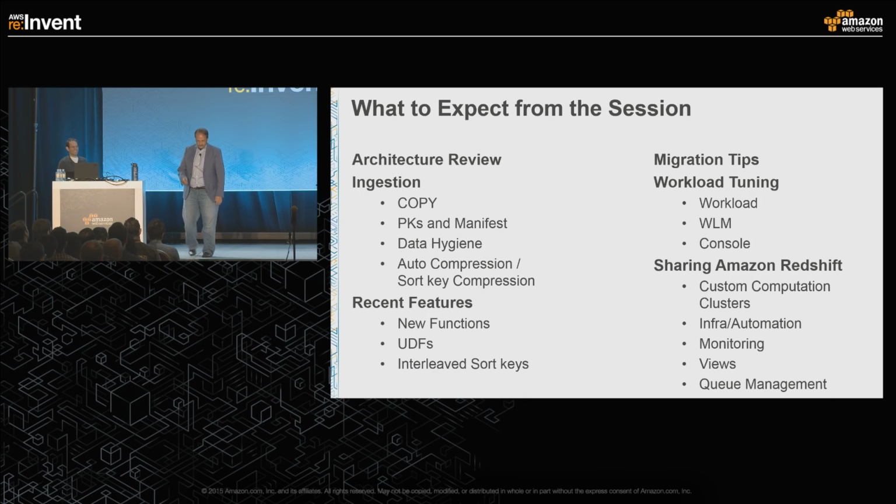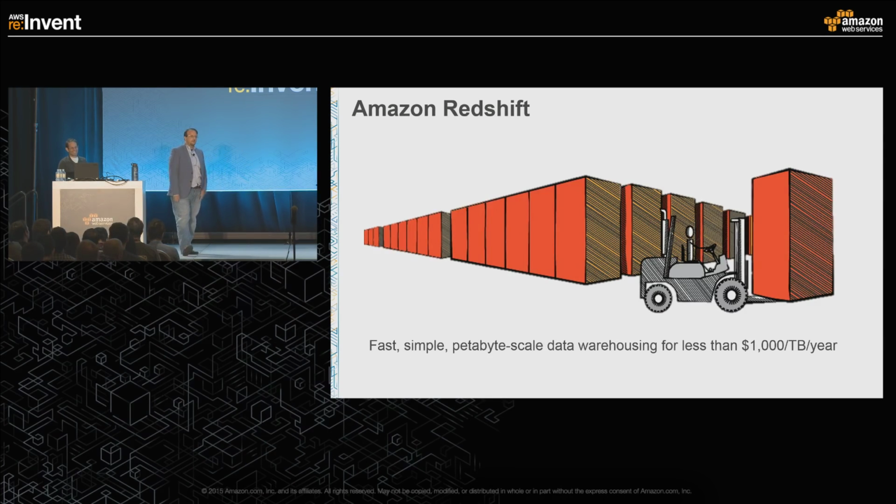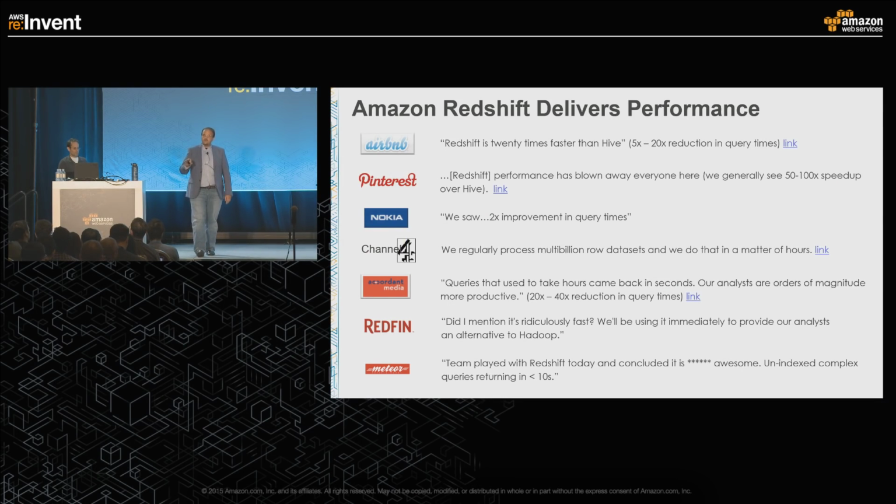Okay, so be aware, this is an advanced session. I'm not going to go into the details of Redshift, but it's always good to remember Redshift is our fast, simple, petabyte-scale data warehouse for less than $1,000 per terabyte per year. And today, I want to focus on the fast part. There are many customers that are really happy about the performance they get with Redshift. And the idea of this session is to make sure you that are using Redshift can also achieve the same performance as those customers are enjoying.